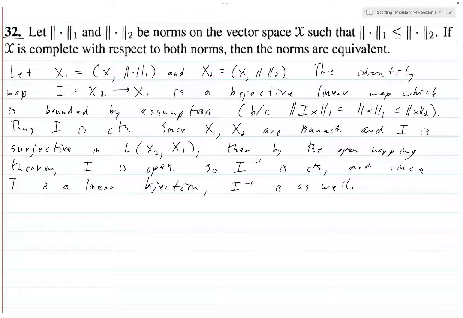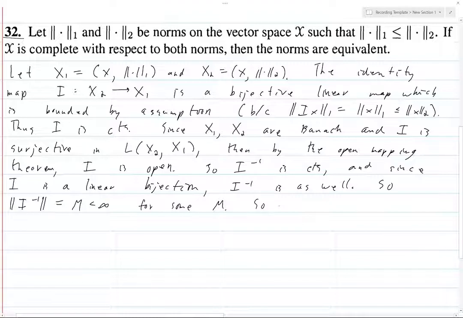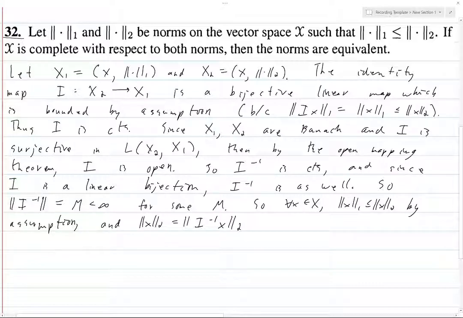the norm of I inverse is equal to some m, which is finite. So for all x in x, the norm of x in x1 is less than or equal to the norm of x in x2 by assumption, and the norm of x in x2 is equal to the norm of I inverse x. Now remember here, since this is I inverse of x, x here is being treated as an element of x1. So when we break this up into its norms, the norm that pops out here is the 1 norm, because we're treating x as an element of x1. And this is precisely m times the 1 norm of x.